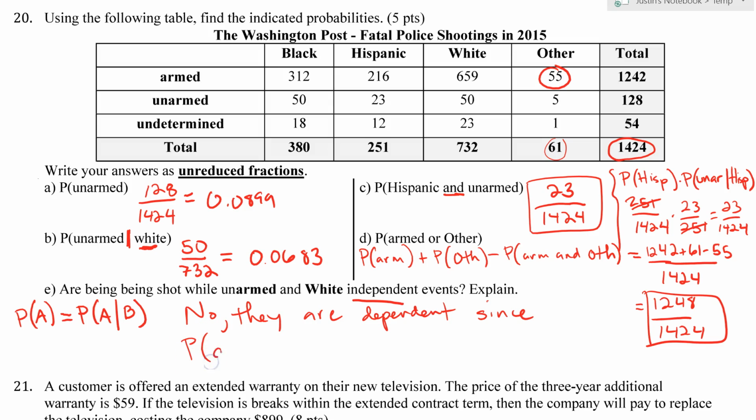And we can just compare those two things. The probability of unarmed does not stay the same when we're given the information that they're white. And if you think about it, it's like saying, well, what's the probability of someone being shot if they're unarmed? Well, it depends. Do we know if they're white? Because if we know they're white, it changes the probability. So it's dependent.